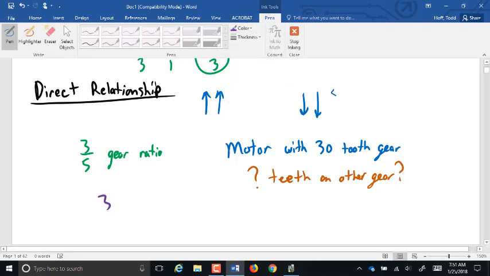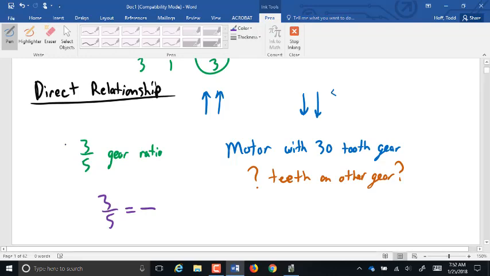So we've got that 3 to 5 ratio. Now I am going to put equals there. This is a proportion. I need to create a ratio that is equal to that. But I need to account for the fact that there's 30 teeth on the motor.